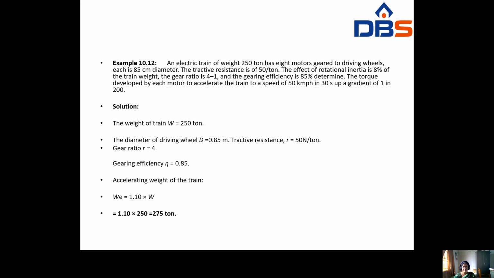Now the accelerating weight of the train. To get the accelerating weight, you multiply the total dead weight of the train by 1.10. So We equals 1.10 into W, that is 1.10 into 250, which gives 275 tons.